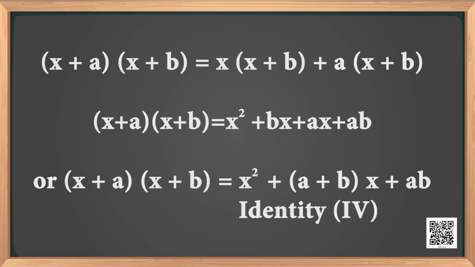Good. (x plus a) times (x plus b) is equal to x times (x plus b) plus a times (x plus b). In the above step, we used distributive property, which is equal to x square plus bx plus ax plus ab, or (x plus a) times (x plus b) is equal to x square plus (a plus b) into x plus ab, which is the identity number 4.